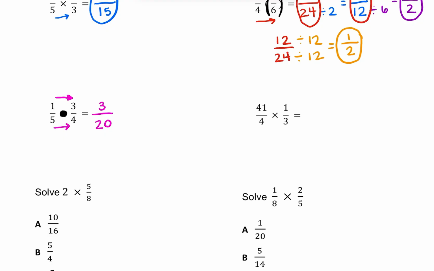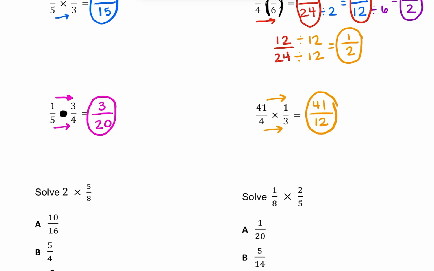I'd get to 21. So this one cannot be simplified. Kind of like up here at this one, I can't count by 2s to get to 15, so that one can't be simplified either. And then lastly, we got 41 over 4 times 1/3, top times top, bottom times bottom. So that would give me 41 and 12, and 41, that's prime, so we can't simplify there.